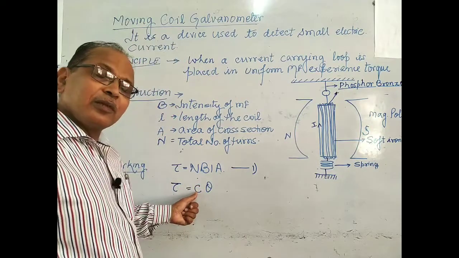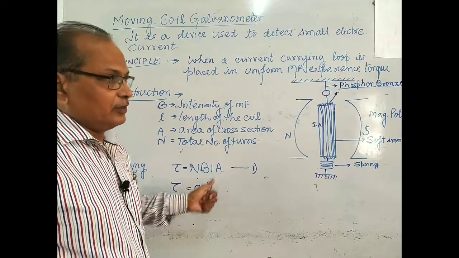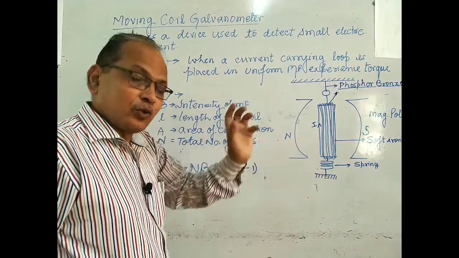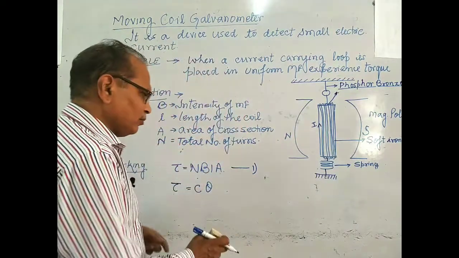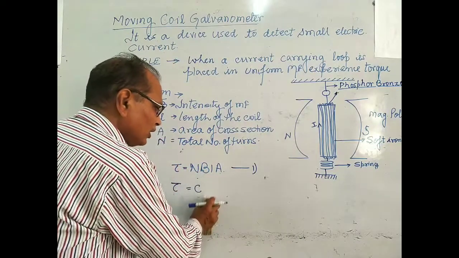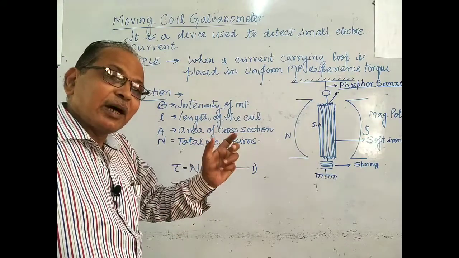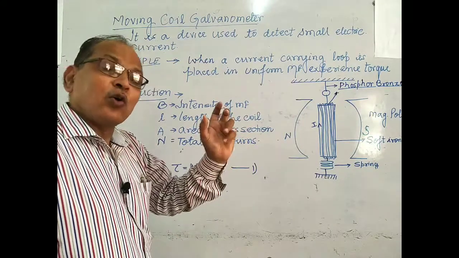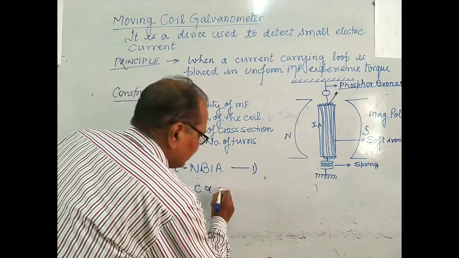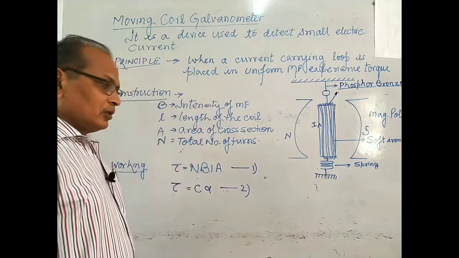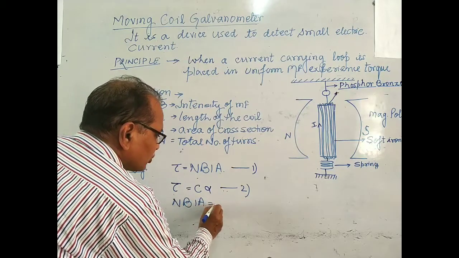where C is the couple per unit twist and theta is the angle deflected during the rotation. You can choose any angle, because theta we have taken previously, so you can take it as C alpha, where alpha is the angle rotated by the needle or by the coil. This is the restoring torque. This is the deflecting torque. Therefore, NBIA is equal to C alpha.